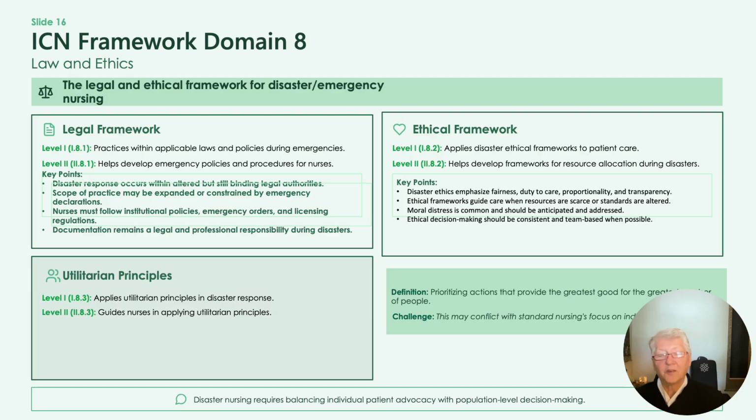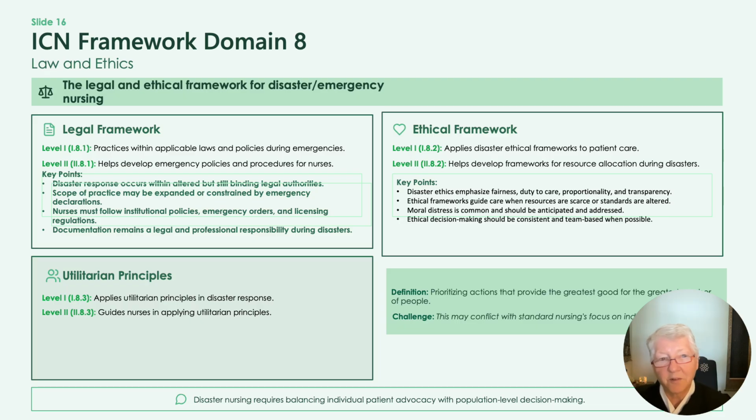Domain 8 focuses on law and ethics in disaster nursing. Remember, this is going to be different based on your country, your state, the county you're in, the city you're in. Legally, Level 1 nurses practice within applicable laws and policies during emergencies. Level 2 nurses assist in developing emergency policies and procedures for other nurses. Ethically, Level 1 nurses apply disaster ethical frameworks to patient care, and Level 2 nurses help develop frameworks for resource allocation during disasters.